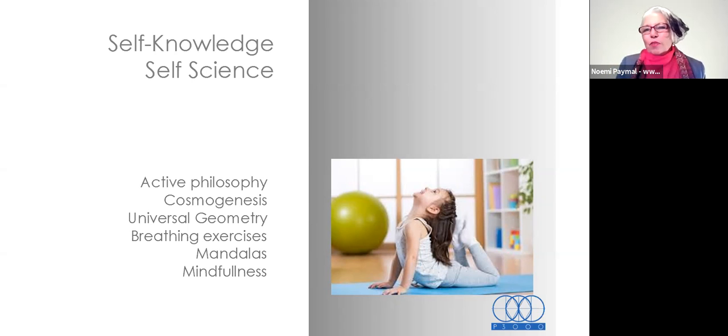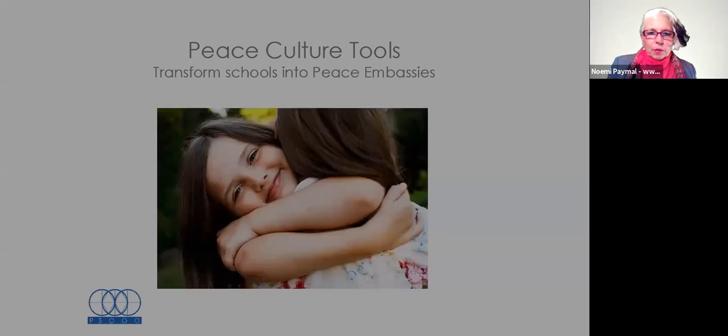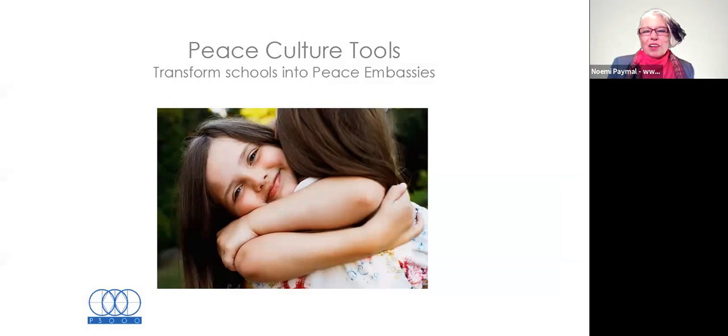This corresponds to the violet petal. When we see the violet petal, I will put more tools and examples in the proposal of the seven petal school, and a lot of tools about peace culture. So transforming schools into peace embassies. What do you mean by that, Naomi? Change the culture, reverse the culture of violence and bullying to now a culture of peace, of empathy.